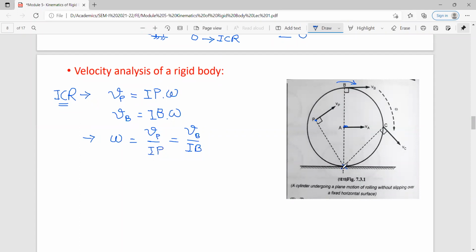And after that, finding the radius. You have located that here is the ICR. You can just connect this point with point P, so it will be your radius. You just measure it by any means, and you write it down here upon IP. Suppose you know the velocity of point B and not the velocity of point P, then I will be using omega equal to velocity of B upon IB, this distance.